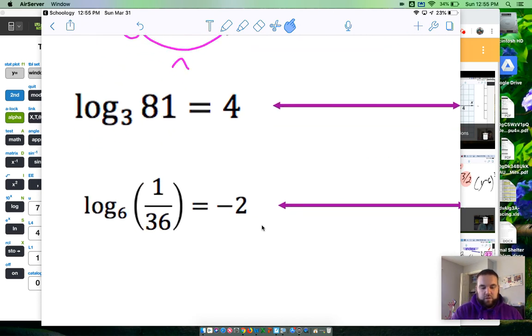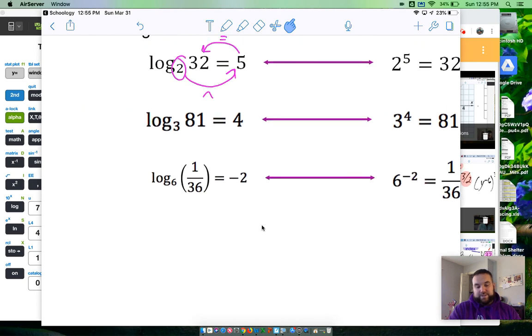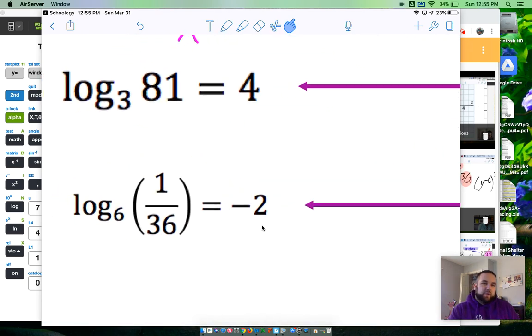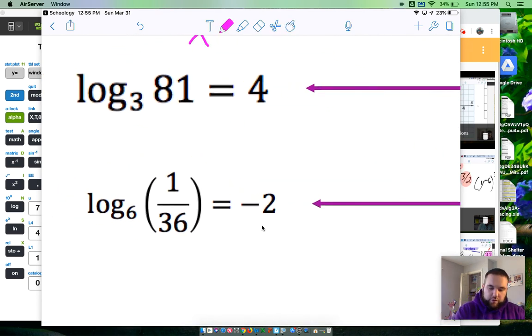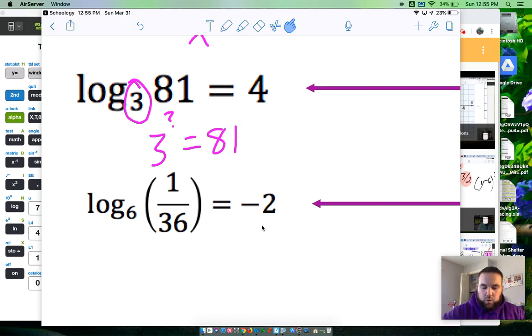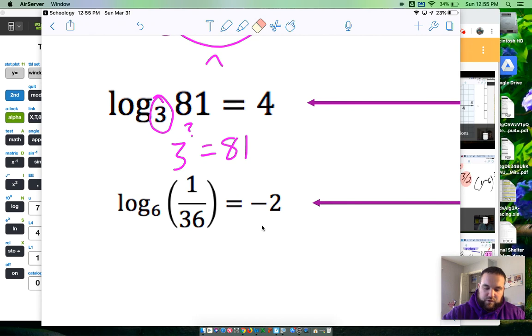Same thing here, log base 3 of 81, that is equal to 4 because 3 to the 4th gives me the number that I have inside the logarithm. So it's kind of working backwards, right? You know the base, and you're trying to figure out 3 raised to what power will give me 81 is essentially what you're doing. So it's a way to solve for exponents if you don't know what the exponent is.